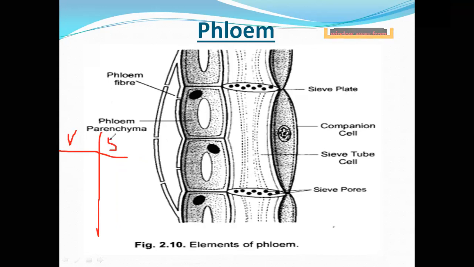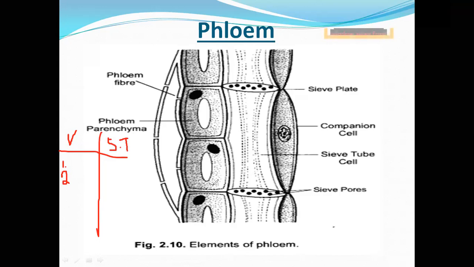One more thing is, we will see some differences between vessels and sieve tubes. This is a sieve tube. So you will see the differences. Generally vessels have open ends, whereas the sieve tubes have sieve plates on both ends of the tube. See, there is a sieve plate here, but the vessels have open ends.